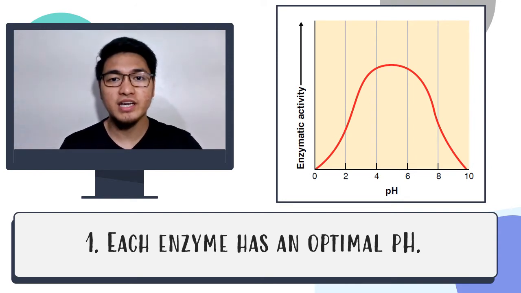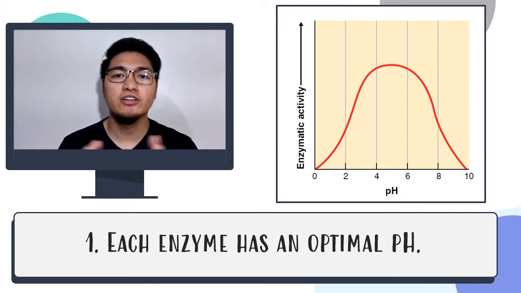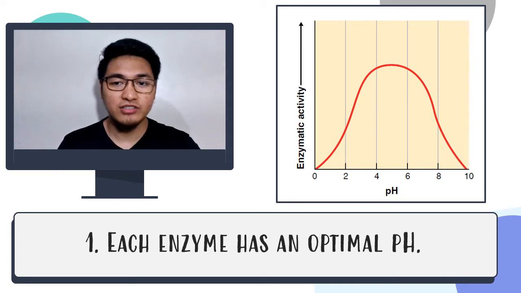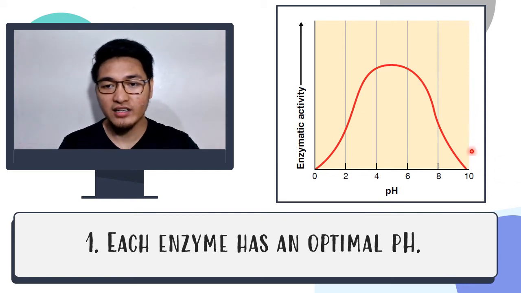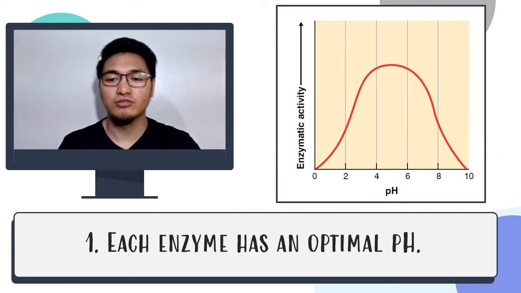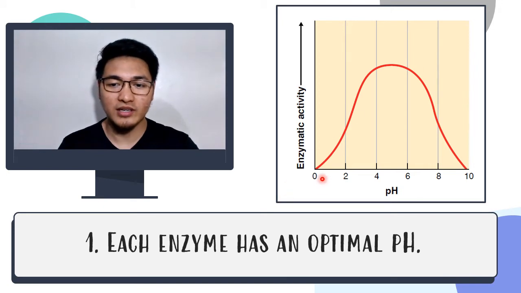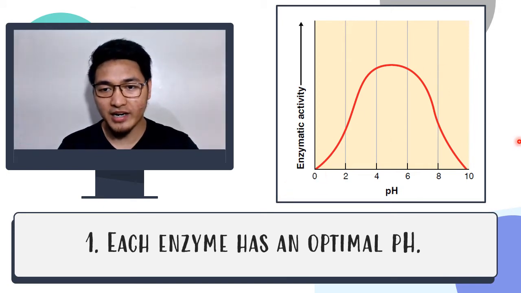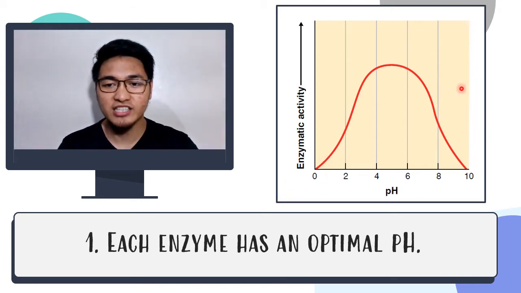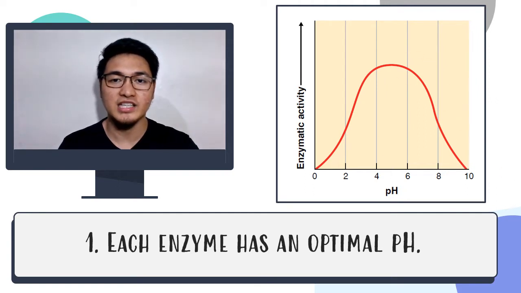Dito specifically sa figure na to, yung optimal pH ay nasa 5. However, most enzymes actually fall dito sa range ng 6 to 8 in terms of their optimal pH. So, i-move lang natin yan para mapakita yung 6 to 8. So, you can imagine it as parang meron kang curve na nasa taas, yung pinakataas na enzymatic activity ay nasa 6 to 8.